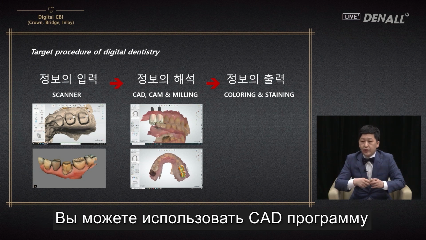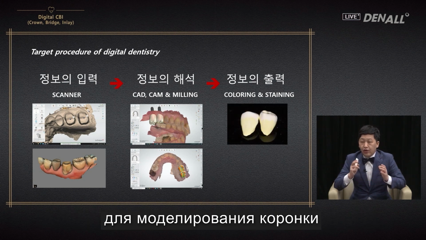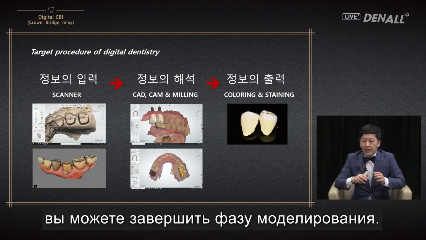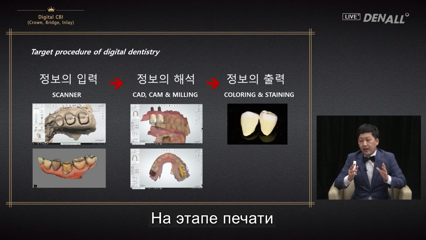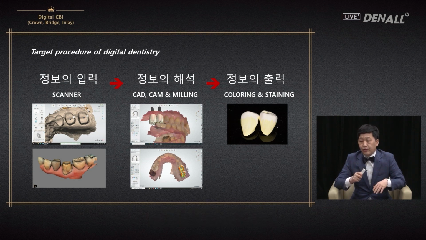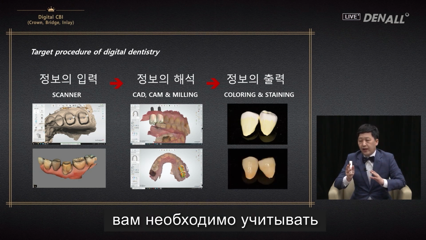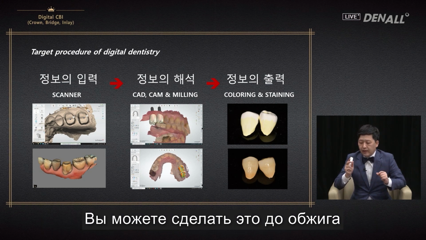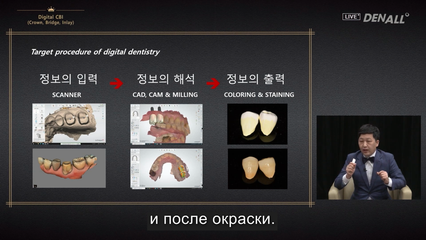You can use a CAD program to design the crown, and based on the interpretation, you can complete the designing phase. In the printing stage, you need to consider what color you're going to add to the tooth. You can do it before firing and after coloring.